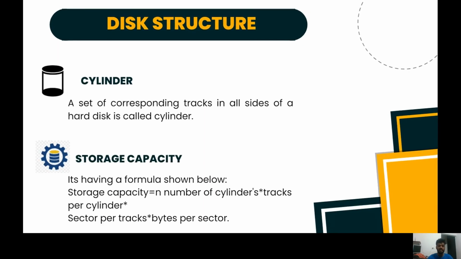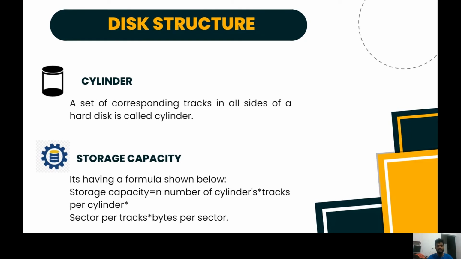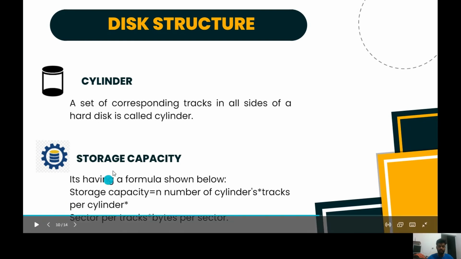Now talking about the cylinder and storage capacity. A cylinder is a set of corresponding tracks on all sides of the hard disk, and the storage capacity is equal to the number of cylinders times tracks per cylinder times sectors per track times bytes per sector. From this we can calculate the storage capacity using this formula.